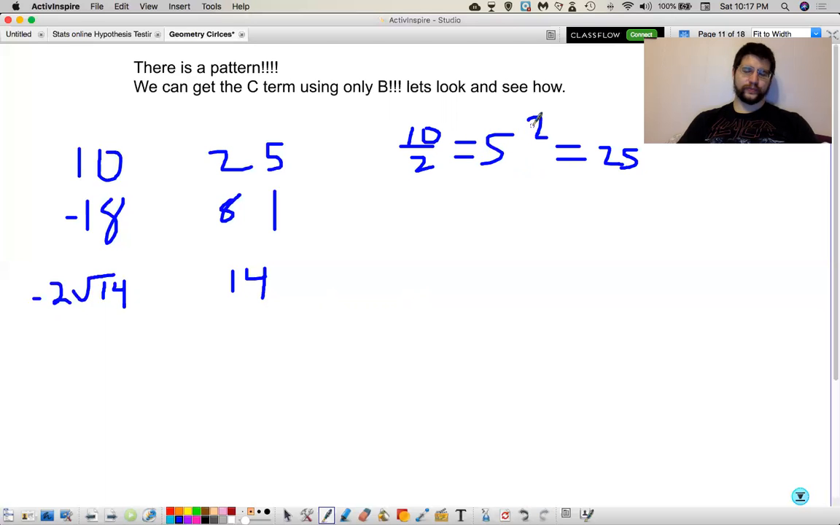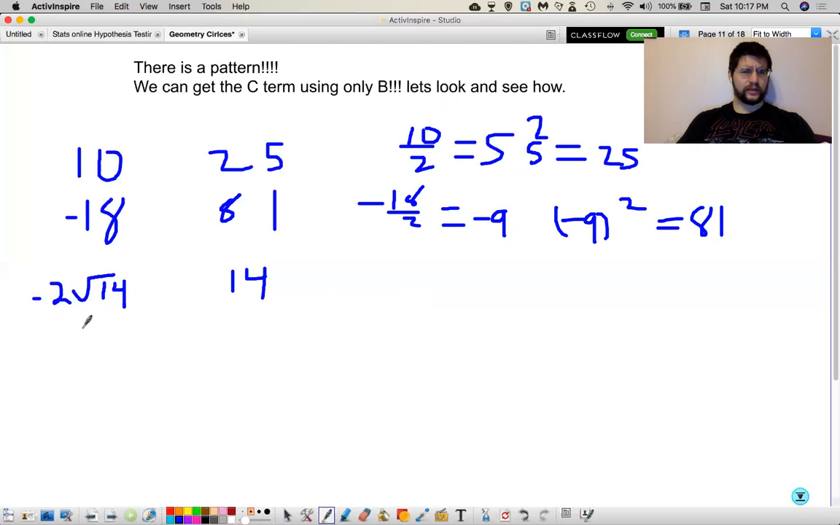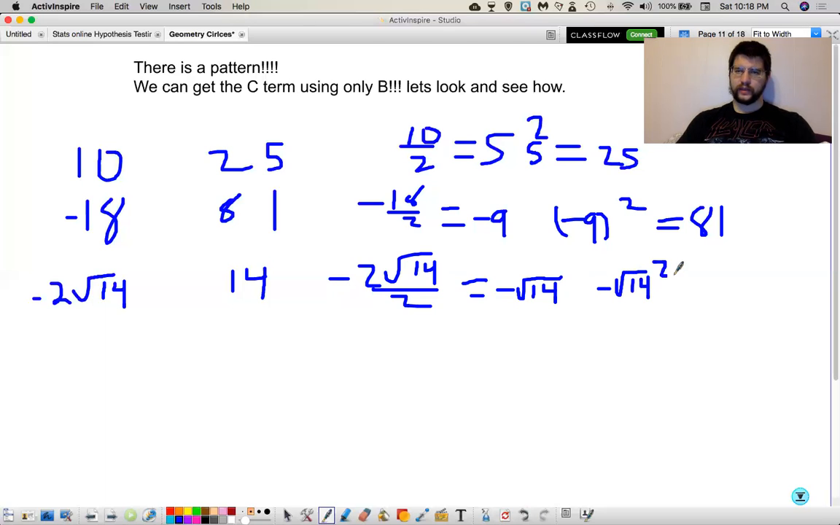So anyway, let's see if it works for this one. Negative 18 over 2 is negative 9. What I should have done right here is just made a separate one. Negative 9 squared, yeah, that's 81. How about this thing here? Negative 2 square root of 14 over 2. Oh, yeah, that's negative square root of 14. If I do negative square root of 14 squared, that most certainly does give me a positive 14.